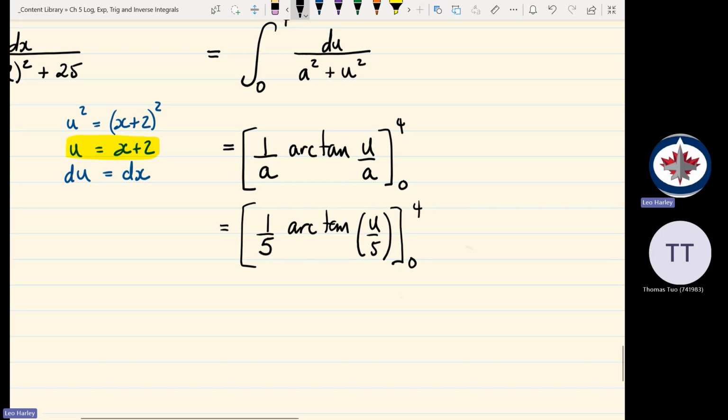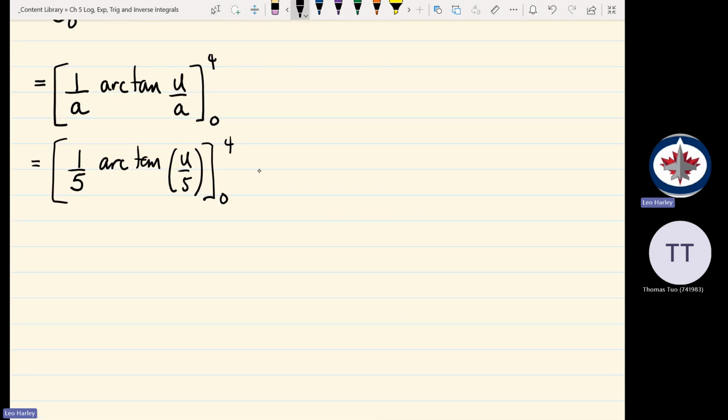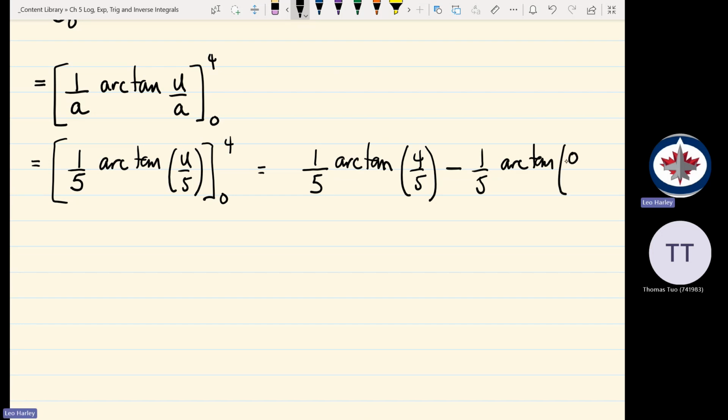Okay. And then when we use the fundamental theorem of calculus part 2, it's going to be the upper bound. So the upper bound would be 1/5 arctan of 4/5 minus 1/5 arctan of 0 over 5. Well, this one we actually know, because what's the angle that goes with a tan value of 0? 0.